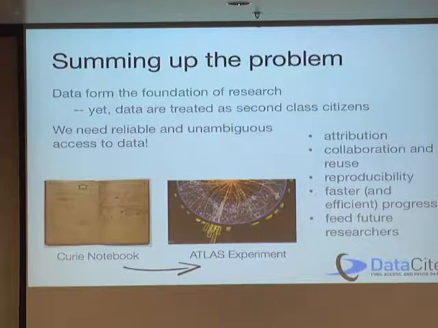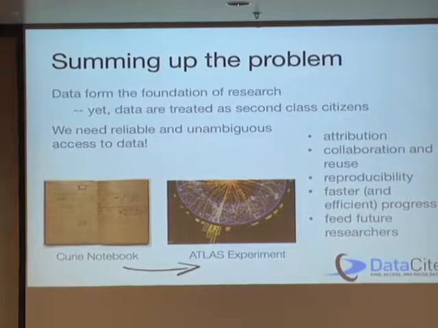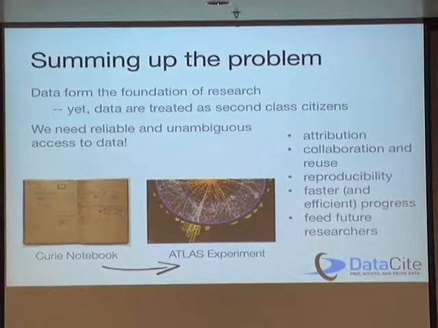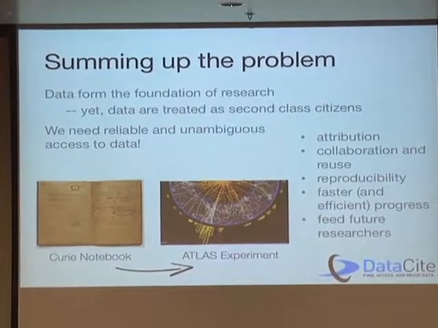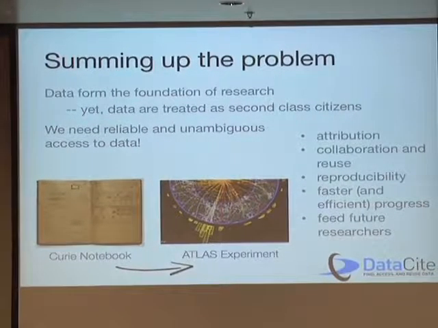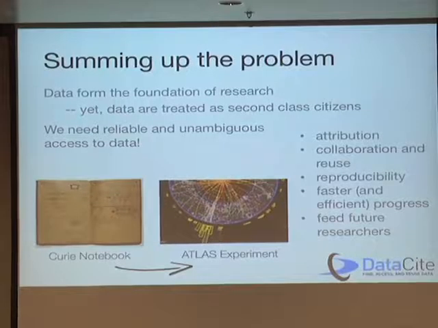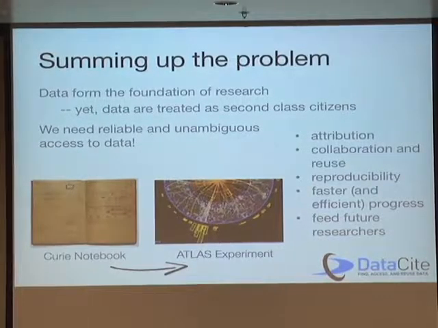And in order to further research, we need reliable, persistent, and unambiguous access to research data in order to support proper attribution and credit. So everybody gets credit for the good work that they do. To support collaboration and reuse of that data, and to enable reproducibility of findings. And to foster faster and more efficient progress. And finally, to provide the means to share data with researchers into the future.